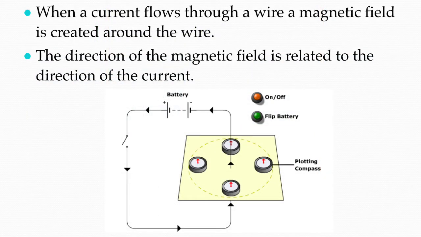If you have an electric current passing through a wire, it will generate a magnetic field around it, and you can see where those field lines are by placing plotting compasses around the wire.